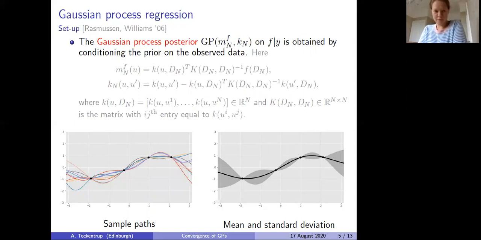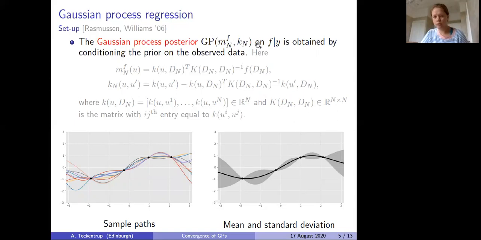And as I said, it's just the prior conditioned on the data. The nice thing about Gaussian process regression is that the posterior can be written down in closed form. In general, this conditioning step is quite complicated, and you might not be able to write down the conditional distribution explicitly. But if you do it with Gaussian process regression, you can.